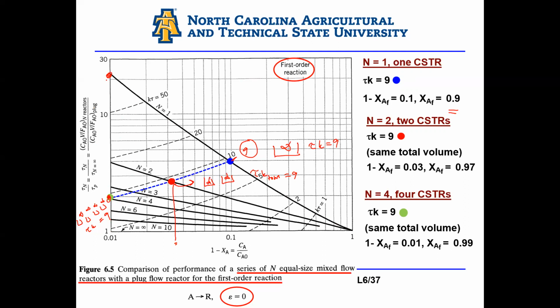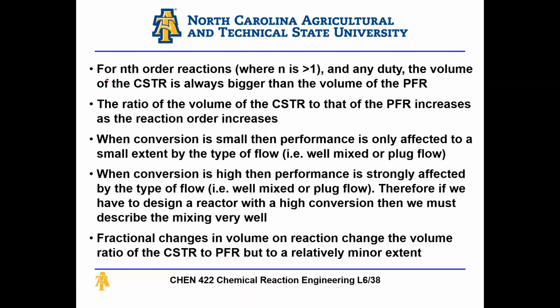So these are the conclusions you need to know from these slides: for nth order reactions and any duty, the volume of the CSTR is always bigger than the volume of the PFR. So you need to know this. The ratio of the volume of the CSTR to that of the PFR increases as the reaction order increases. So also be aware of this. As the reaction order increases, I will need a larger CSTR to achieve the same performance as a PFR. When conversion is small, the performance is only affected to a small extent by the type of flow. So again, for smaller conversions, both reactors start behaving very similarly.